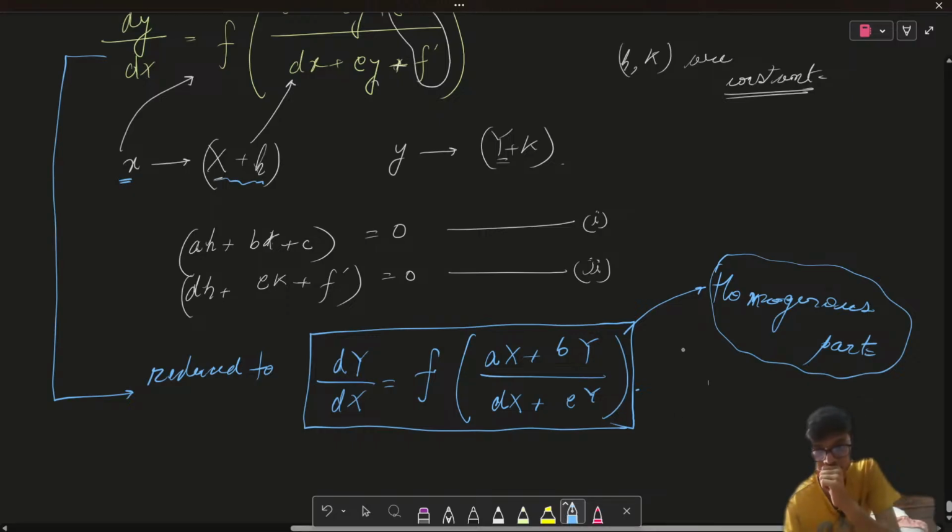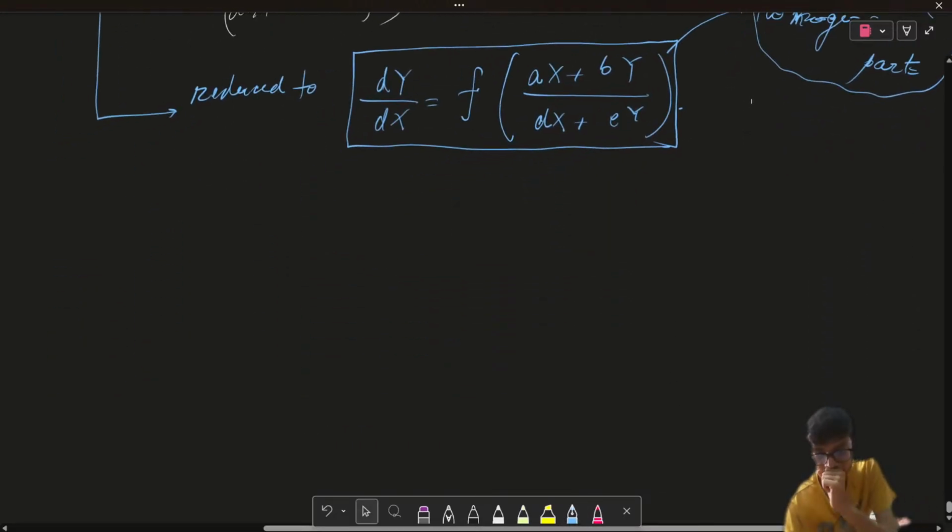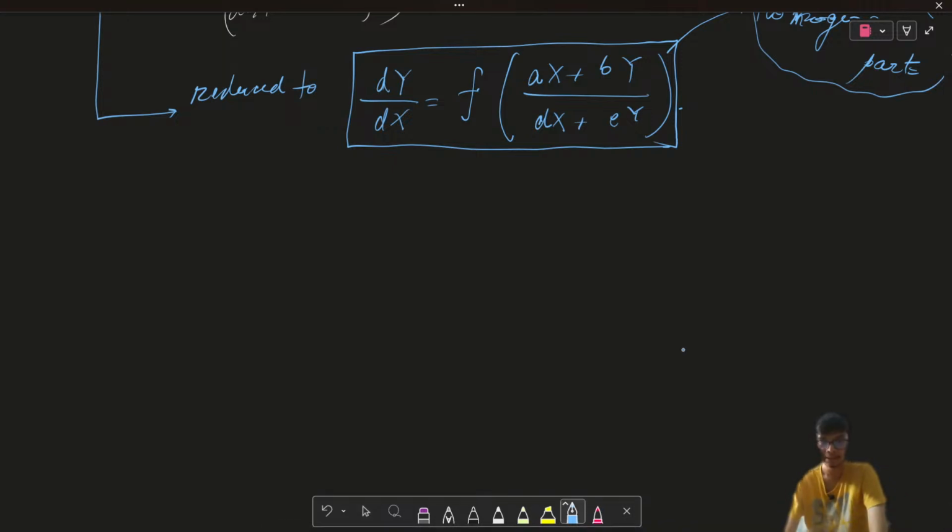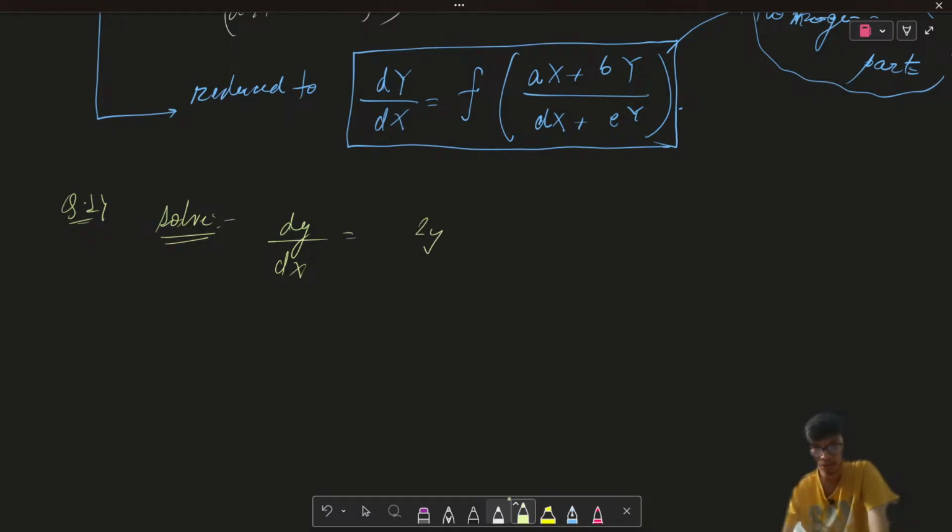So let's try to solve one question to understand how we are going to apply this form. Let me give you the question. Please try to solve this differential equation, which is given as dy upon dx equals (2y minus x minus 4) whole divided by (y minus 3x plus 3).